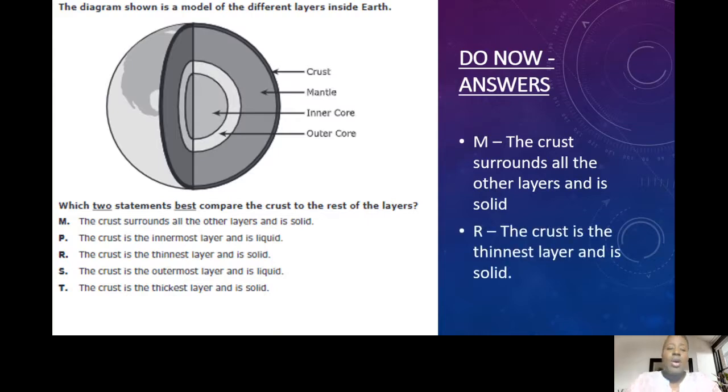The next answer, R. The crust is the thinnest layer and is solid. Well, we've already indicated that we know the crust is to be solid, and we see that the crust is, in fact, the thinnest layer compared to the other three layers of Earth. I hope we have those answers correct. If not, let's not forget that these facts are to be true, and let's remember them for future testing.